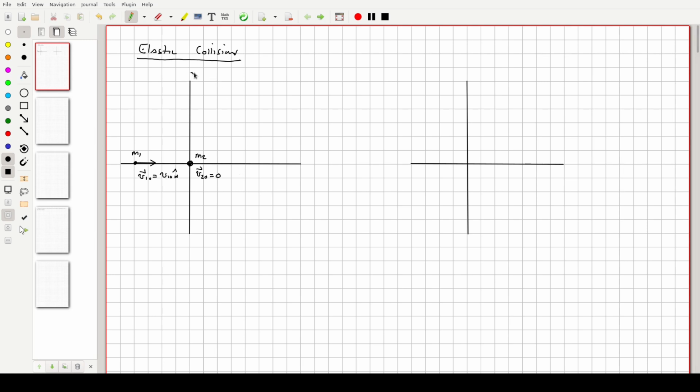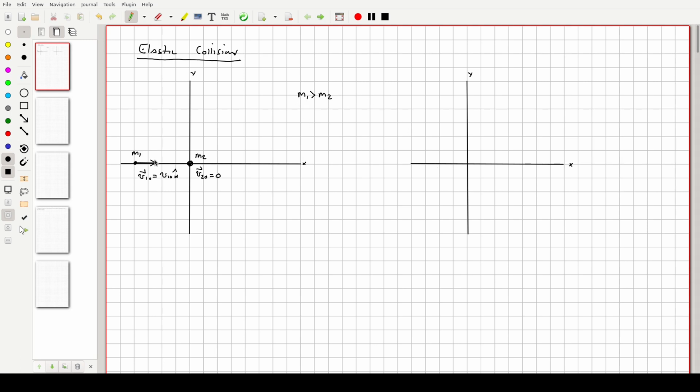Okay? Now, in this example of an elastic collision, we're going to stay one-dimensional. In the next video I do, we're going to do 2 dimensions. So what's going to happen here is that mass 1 is going to hit mass 2. We're going to make the assumption that mass 1 is greater than mass 2.